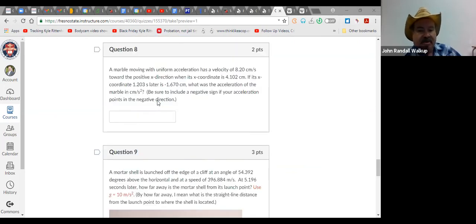A marble moving with a uniform acceleration has a velocity of such and such toward the positive x direction, when its x coordinate is such and such. If its x coordinate at some time later is this value, what was the acceleration? This one here, you really needed to draw it out, and you have to understand what the displacement vector is. It points from the start to the final point. If you caught that, this is an easy problem. This is one maybe I can do on the board.